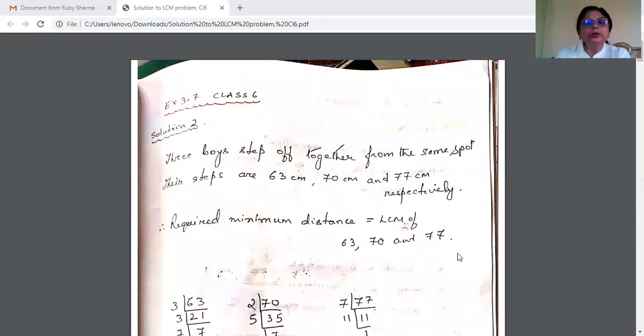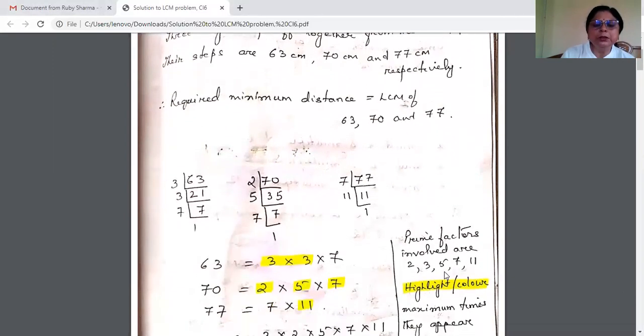Question 2 says that three boys step off together from the same spot, and their steps measure differently. One child's step measures 63 centimeters, another's 70, and another person's step is 77 centimeters. Now they are asking you to find the minimum distance each person should cover so that all can cover the distance in complete steps. To understand this question, I've given you a simple example.